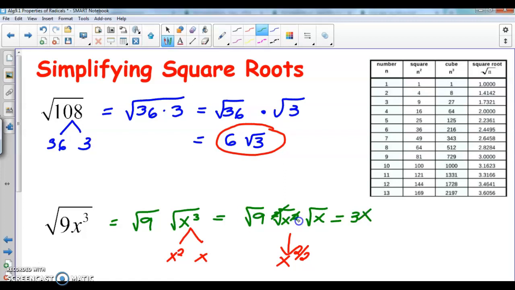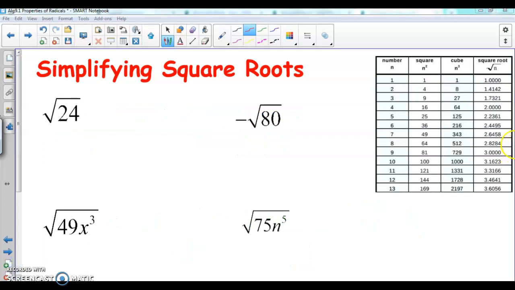Okay. And then this one, square root of x, the exponent here is 1. Right? So if you divide that by the index here, which is 2, that's not going to be an exact answer. So that means it has to stay inside the radical sign. So the final answer for square root of 9x cubed is actually 3x square root of x. So that's the final answer that we're looking for. Alright, so those are examples on how to simplify square roots by using the product property.